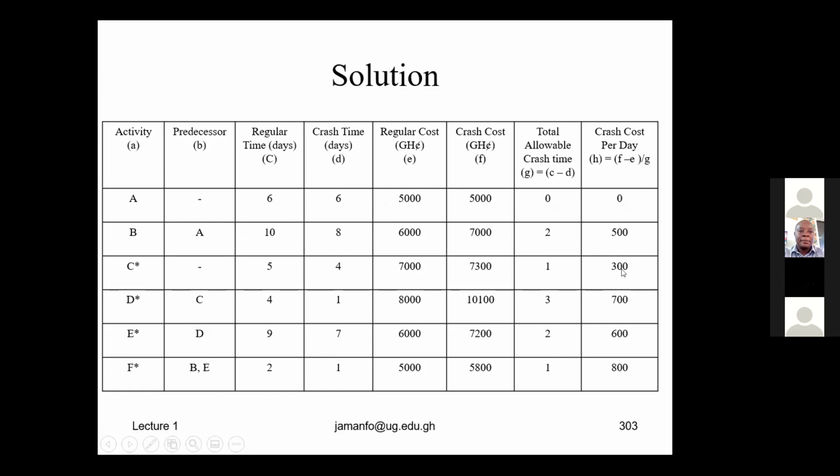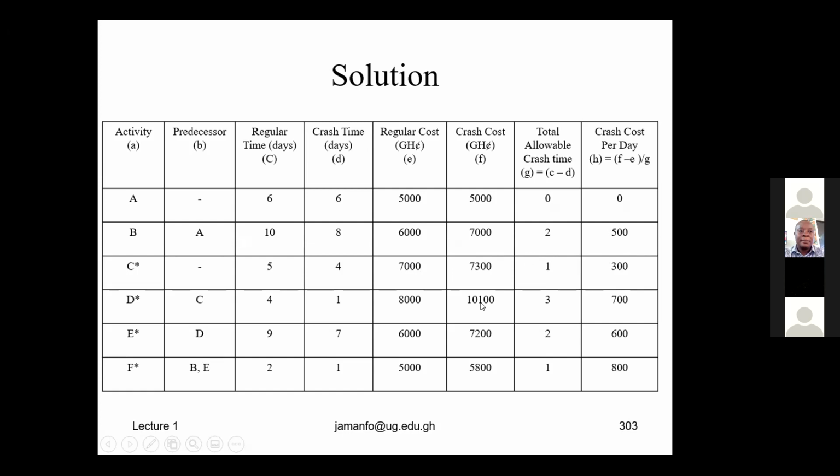Let's come to the 300. This is the crash cost. This is the regular cost. Remember, the crash cost is in most cases higher than or equal to the regular cost. Here we have 7,300 as the crash cost. Regular cost is 7,000. Now we want to know the crash cost per day. So we subtract the 7,000 from the 7,300. What do we have remaining? 300 Ghana cedis. If we divide 300 by 1, what do we have? 300.